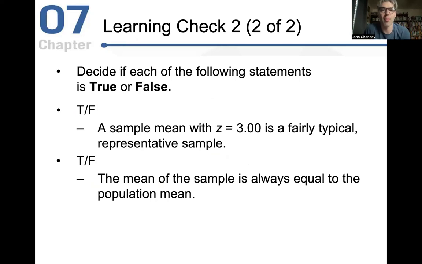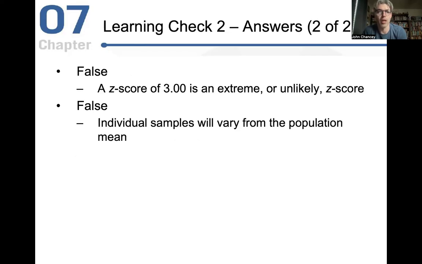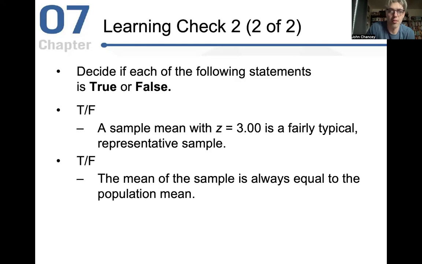Next one: a sample mean with z equals 3 is a fairly typical representative sample. True or false, the mean of the sample is always equal to the population mean. Go ahead and pause here. Make sure you understand before moving forward. Okay. First one is false. A z-score of 3 is an extreme or unlikely score. And then 2 is also false. Individual samples will vary from the population mean.